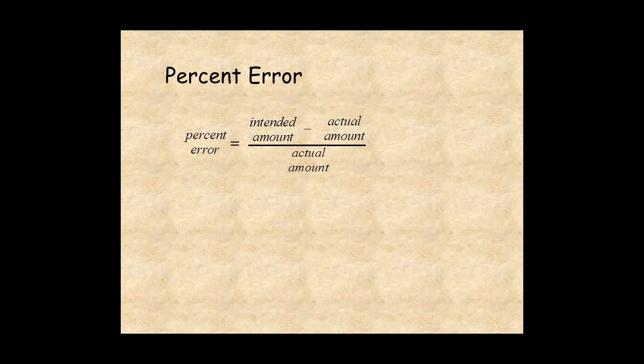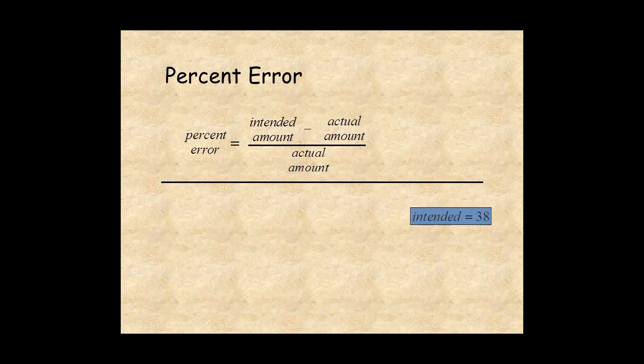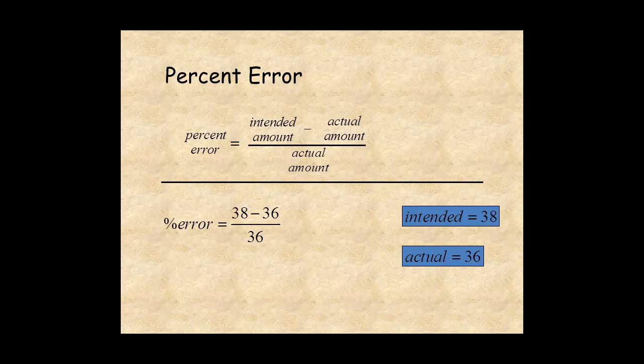A related concept is percent error. This is the intended amount minus the actual amount divided by the actual amount. For example, if you tried to cut a string to 38 inches, but the actual length was 36 inches, the percent error is 38 minus 36 divided by 36, which is 2 over 36, or about a 6% error.